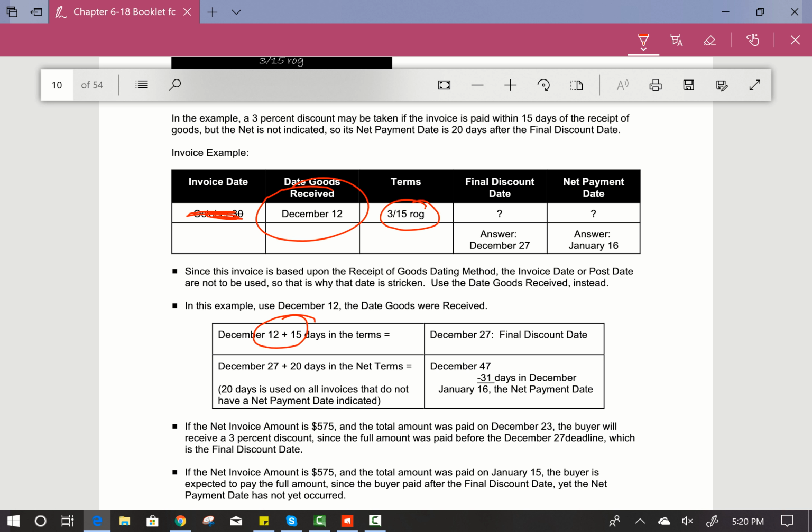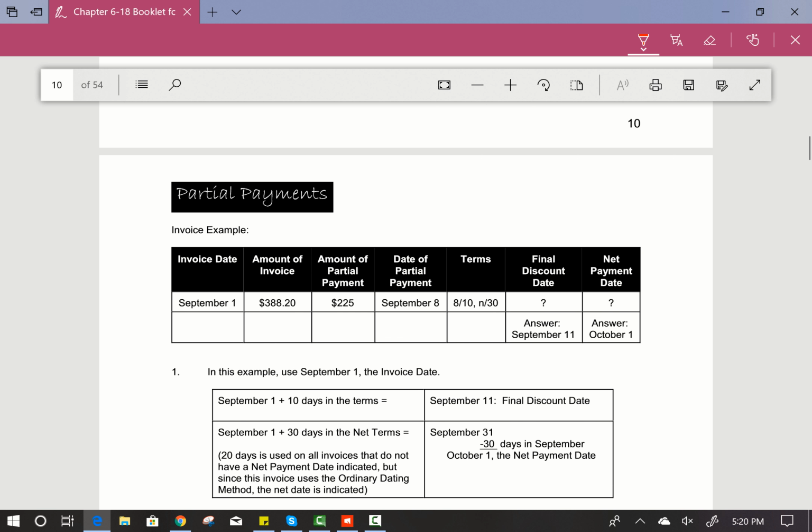From December 27th, add 20 days to that since it's not in the terms to give us our net payment date. December the 27th plus 20 days equals December the 47th. There's obviously not 47 days in the month, so we'll subtract 31 days from December to give us 16 days in January. So that's going to be the net payment date. Alrighty, there are the different types of terms of invoices.